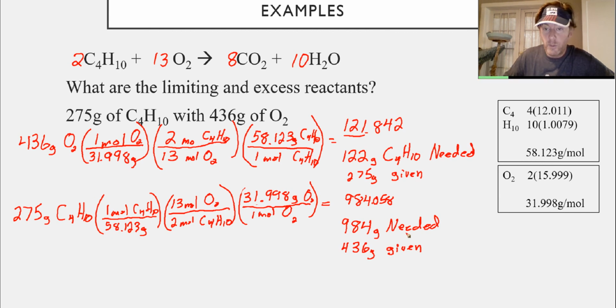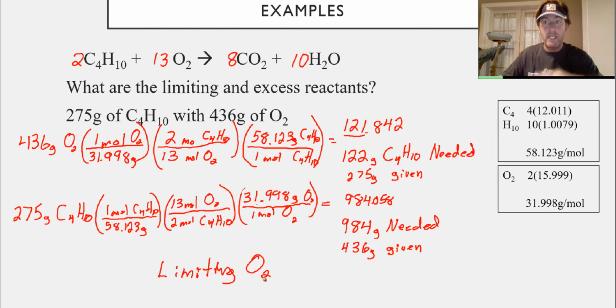So when you think of which one you're going to run out of, that's going to tell you which one is your limiting. So no matter what, the limiting is the O2, either way you go about it. So it doesn't matter. You pick one of them and you compare it to the other reactant to figure out which one is the excess and which one is the limiting. Now, what are we going to do with that information?